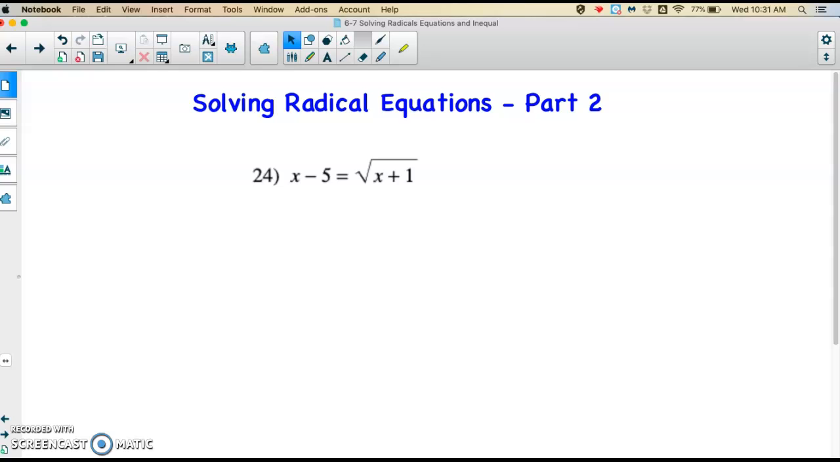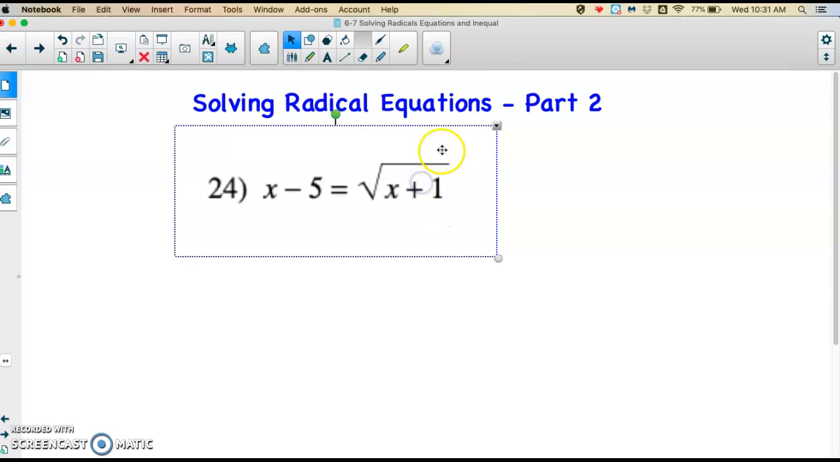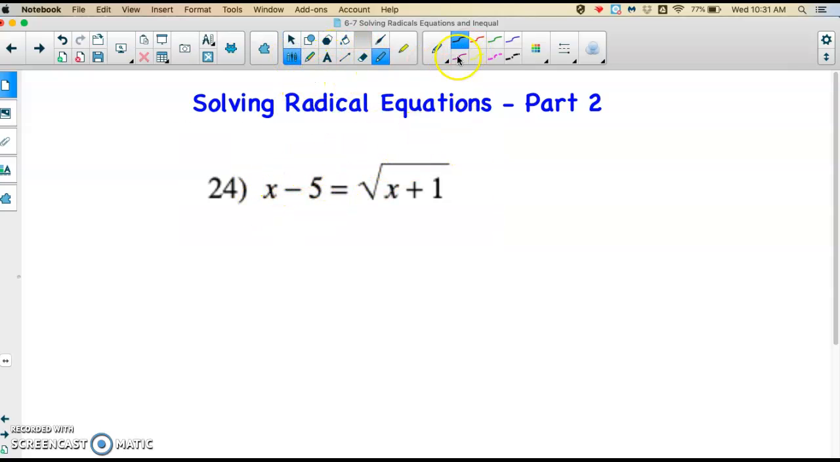Hey, Algebra 2 students, this is the second part of solving radical equations. I'm going to show you what happens when you have the square root isolated. However, on the other side, there's a little trick that you have to do here. If you square this whole side to get rid of the square root, you've got to square this whole side here. And I should mention this is number 24 on the practice.